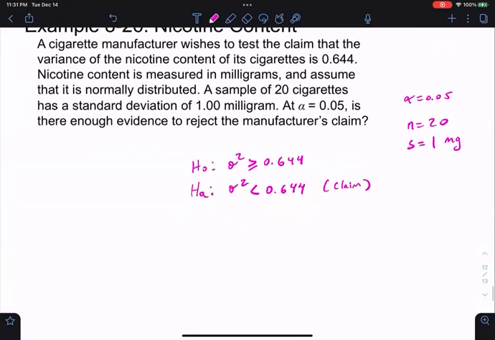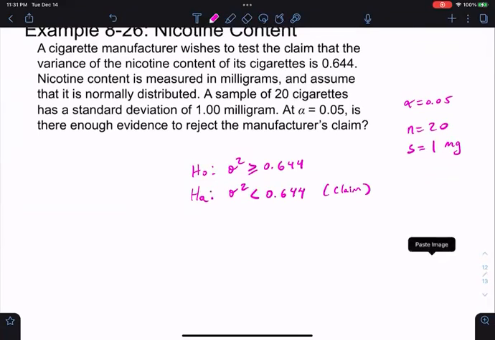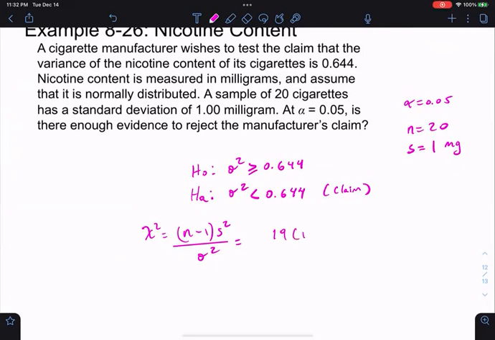Again, this is a chi-square test, so we need to use the chi-square formula: (n minus 1) s squared over sigma squared. So n minus 1 is 19 times s squared. The standard deviation is 1, but remember for the variance we need to square that. One to the second power won't affect anything, but if it was a different number, you would have to do that. So what is the population standard deviation here?